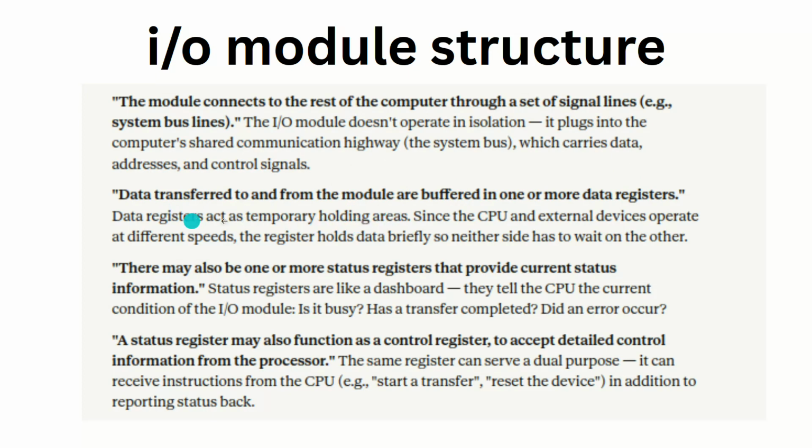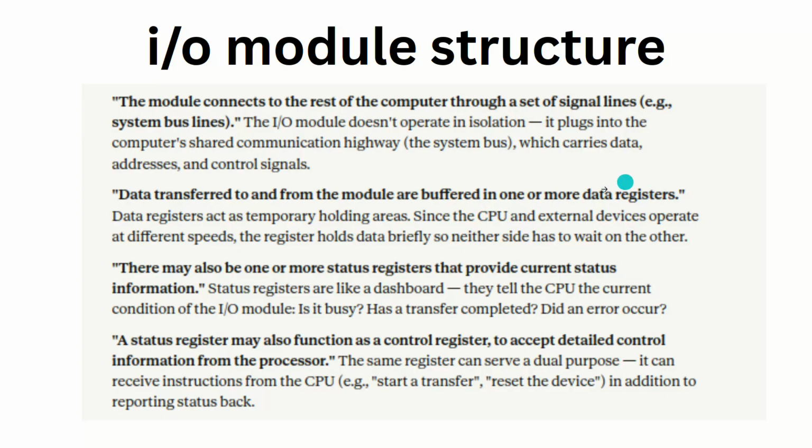Data registers act as a temporary holding area. Since the CPU and external device operate at different speeds, the registers hold data briefly, so neither side has to wait on the other. We already discussed this in the previous video: the CPU is very fast, so to match the speed between the CPU and the external device, we have this buffer system in our IO module that temporarily stores the data. So neither side has to wait on the other.